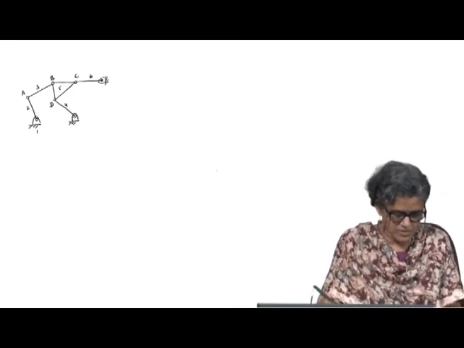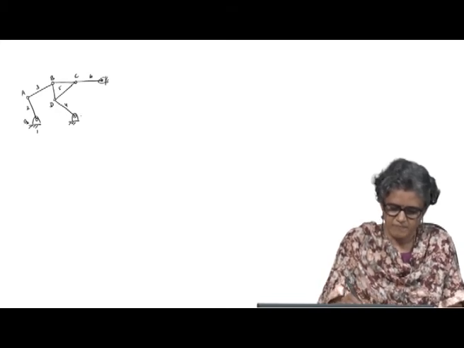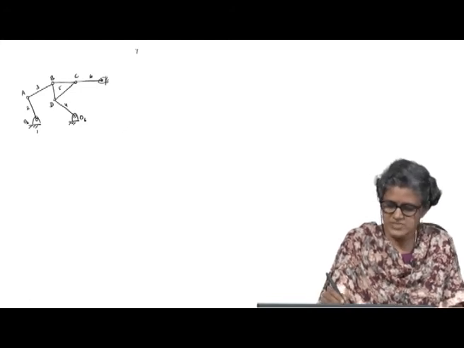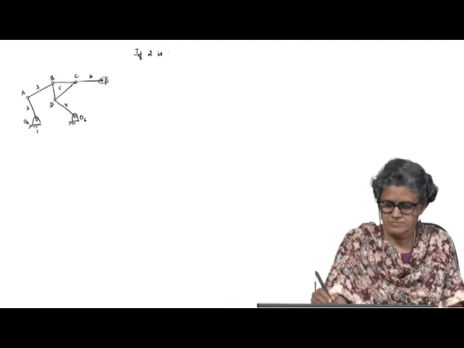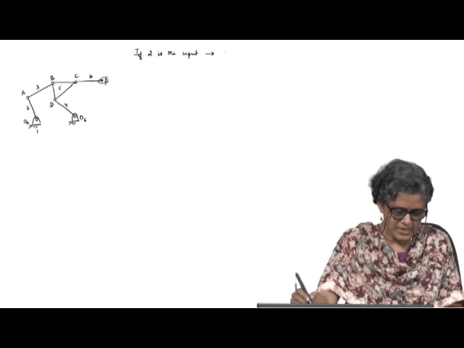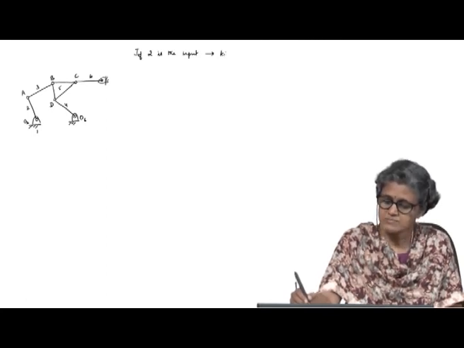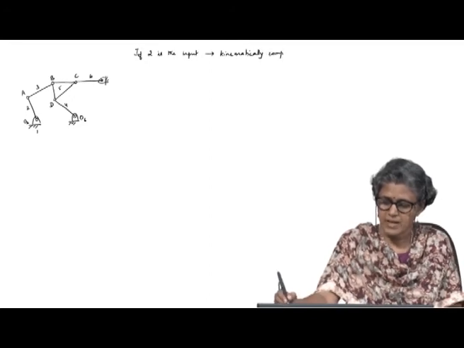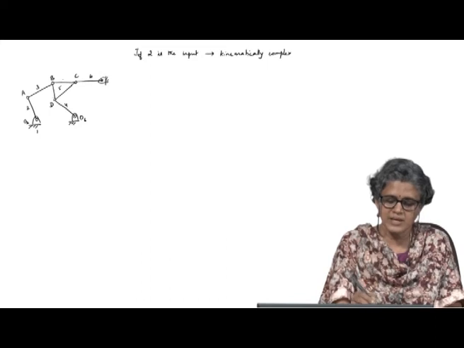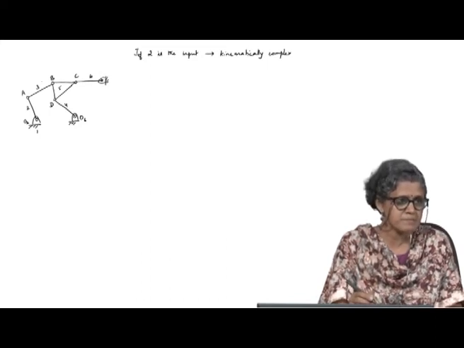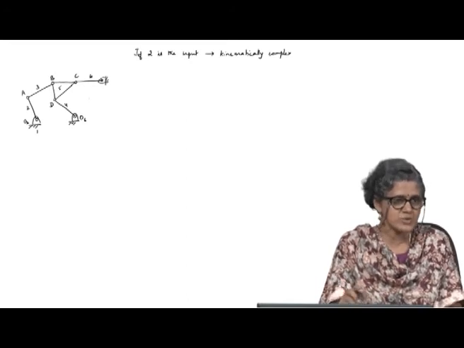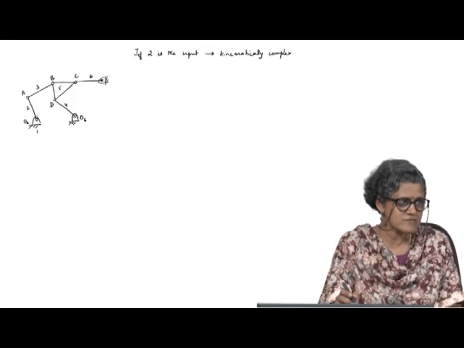Okay. So, here is a case where if 2 is the input, it is a kinematically complex mechanism, because I will know the acceleration of A, but I know nothing about the path curvature of B. If 6 or 4 is the input, not a problem, I can solve it, right.